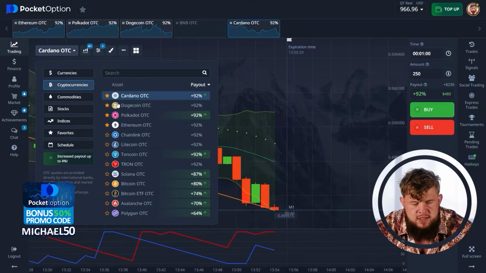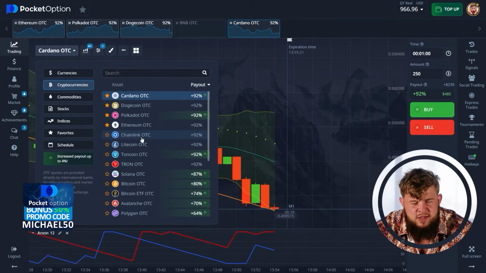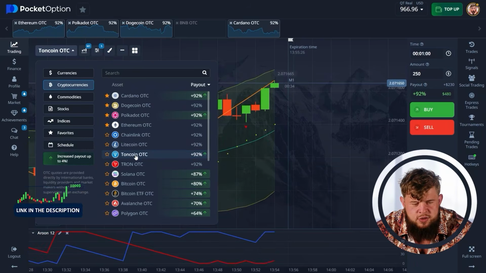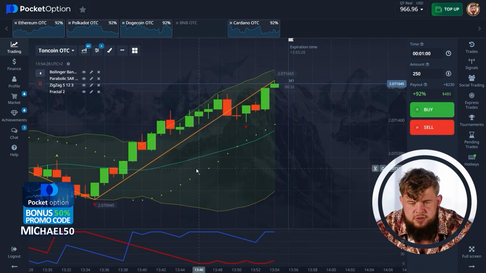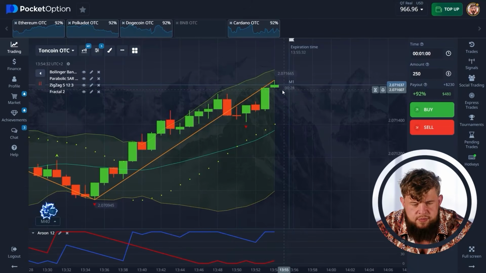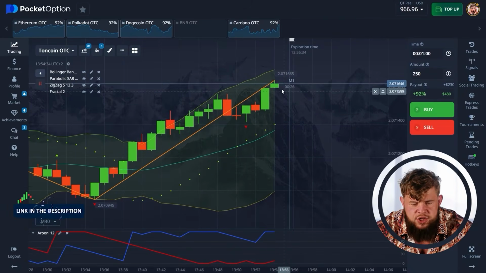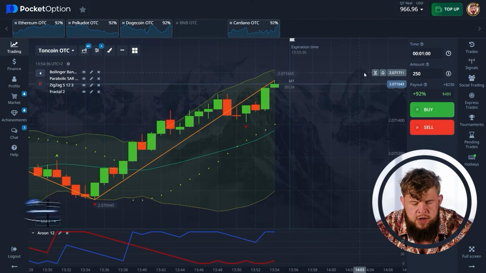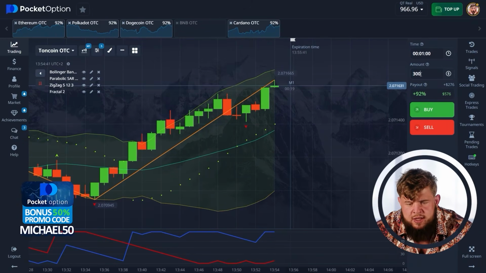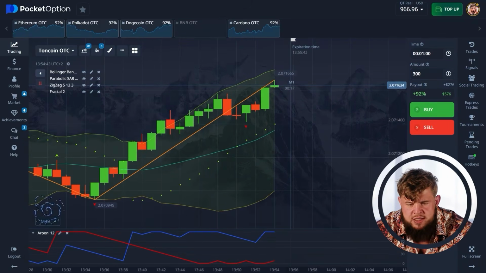Let's do it, guys. Let's not waste our time. Let's check Chainlink once again. No, let's check Litecoin, Toncoin. Yes, Ton. Let's try to trade Ton right now. We're moving in a very sharp up-going channel. According to the Parabolic SAR, we're in the buy zone. According to the zigzag, we're in the buy zone. Let's change our investment to $300.